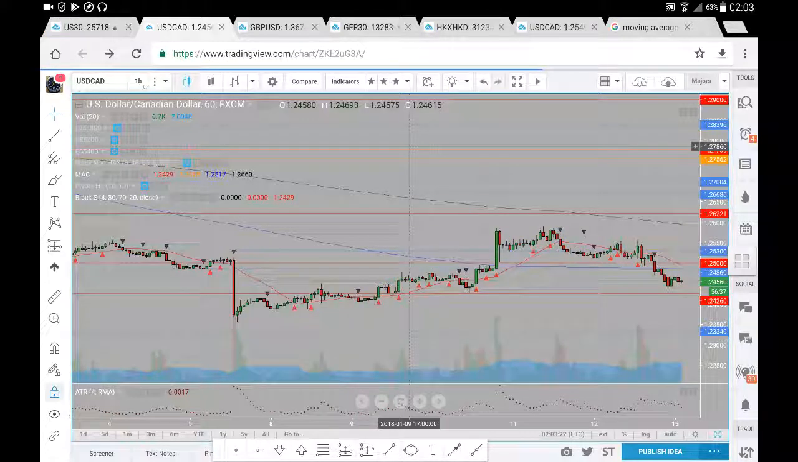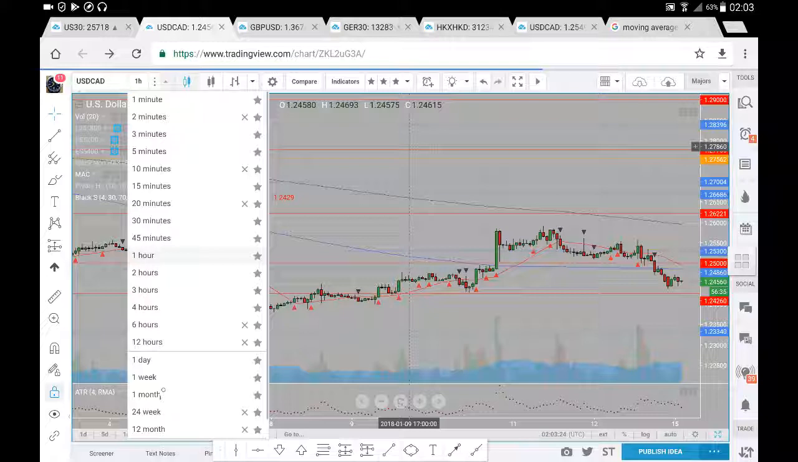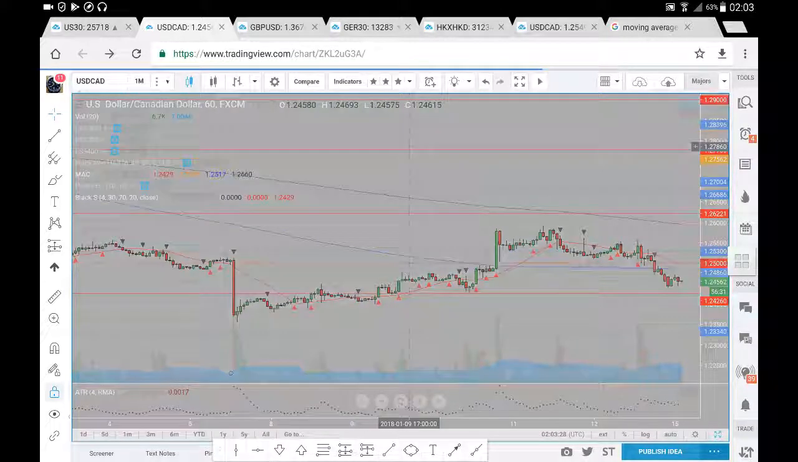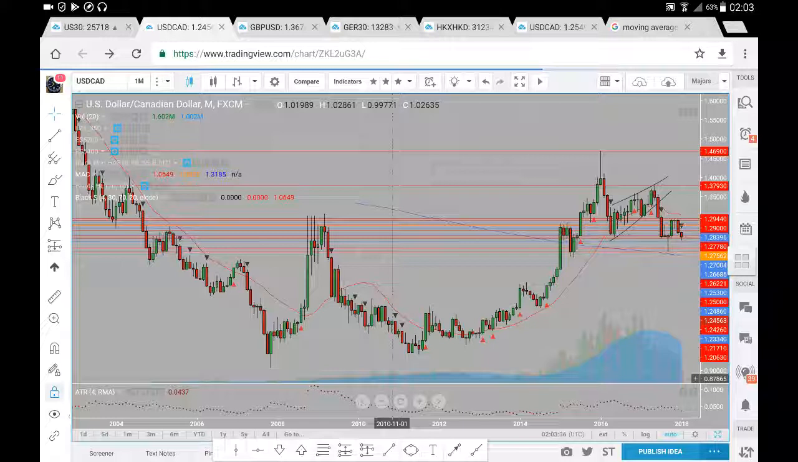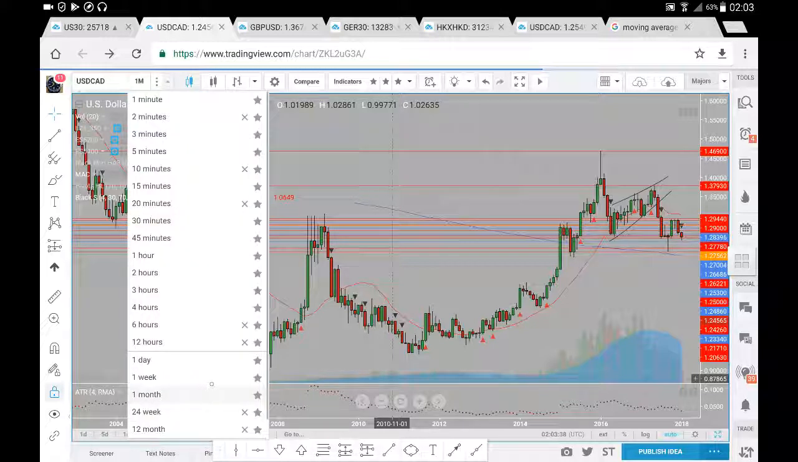Now let's just have a look at the monthly chart. Bear with me a second here. There we are. Let's just have a look at the higher time frame.